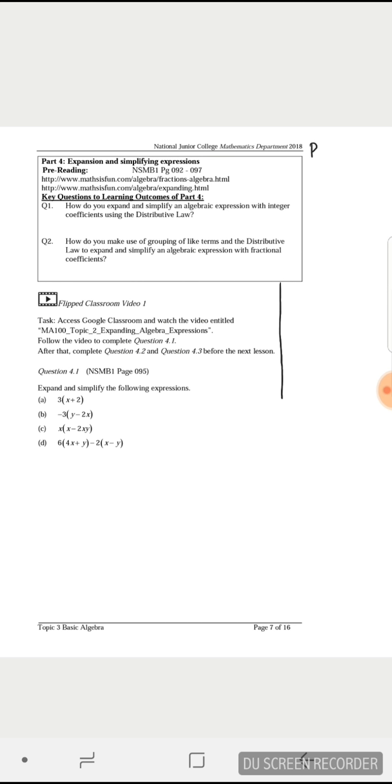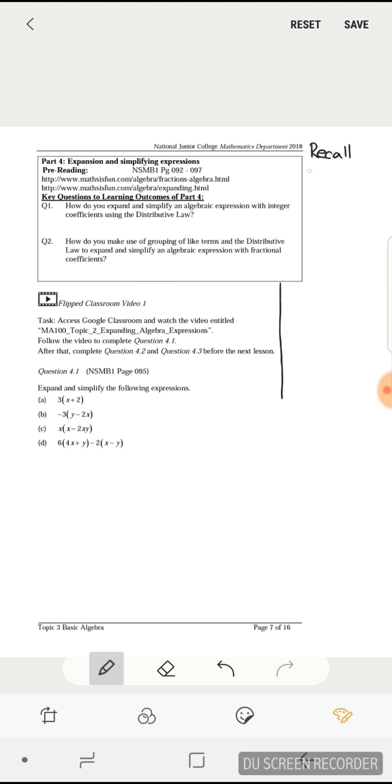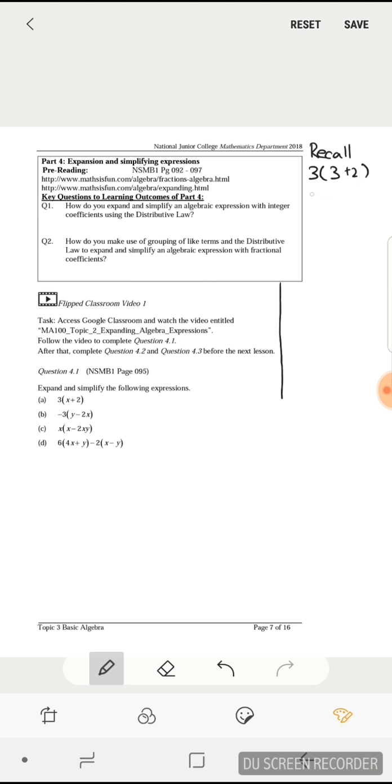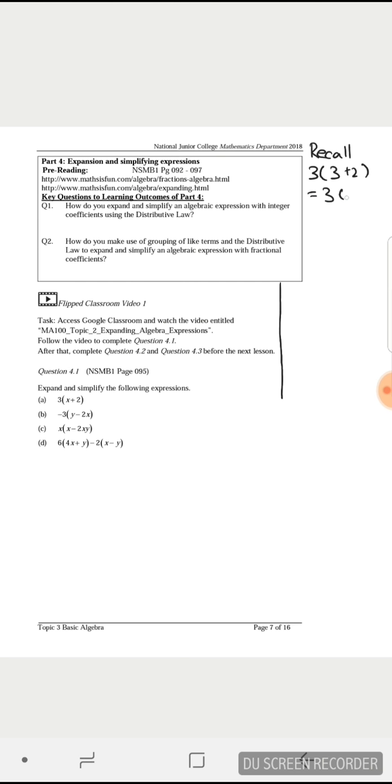Now let's recall something that we have learned in topic 1. 3 bracket 3 plus 2. If I want to evaluate this, it would be 3 times 5, which gives me 15. Am I right?